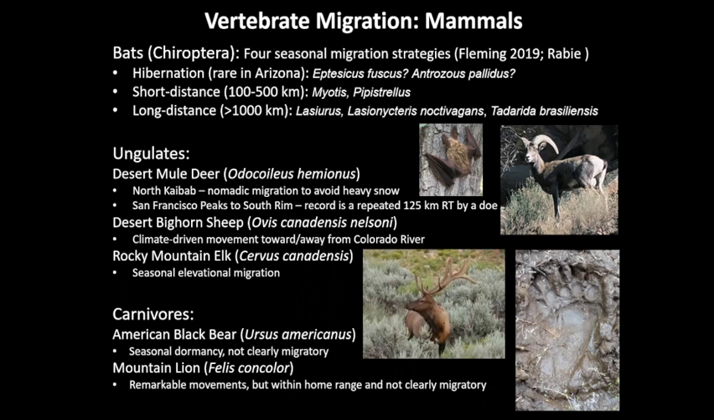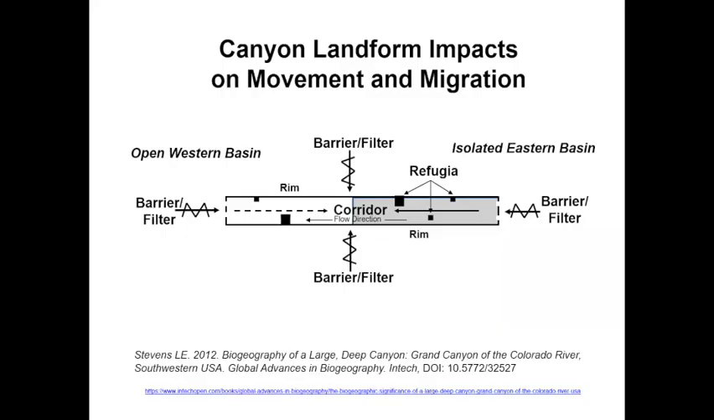Among the black bears, there's seasonal dormancy, but it's not clearly migratory. There are remarkable movements of mountain lions, but they seem to be within their home range of 80 to 90 miles. So it's not clear that any of those big carnivores are actually migrating. Okay, so we talked about all these different critters that are moving in different ways.